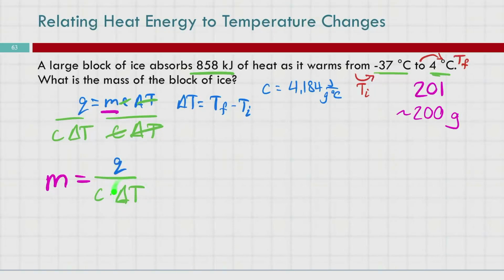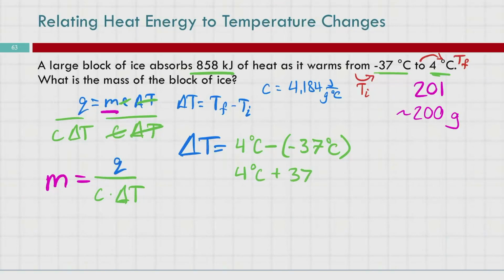We'll also need to figure out what our delta T is. We've got our Ti and our Tf, so we can plug those into our delta T equation. So delta T is final temperature, 4 degrees Celsius, minus initial temperature, negative 37 degrees Celsius. That means we're adding them: subtracting a negative is the same as 4 plus 37. So 41 degrees Celsius. And then plug it all in.